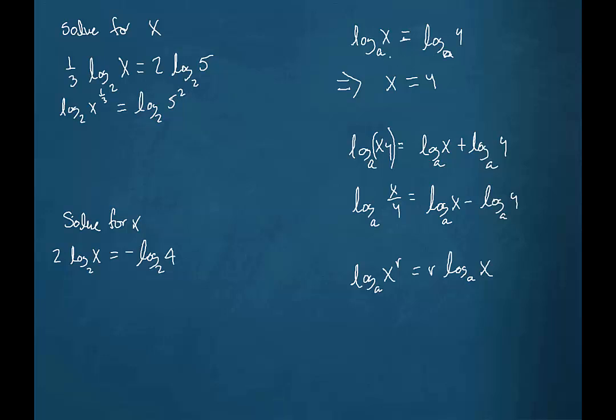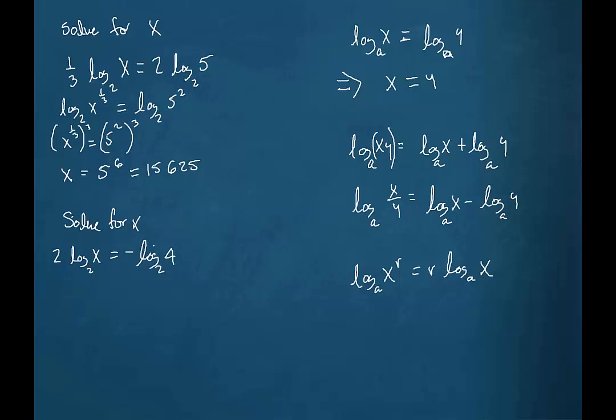Now I'm in this situation where I have a log equal to a log and the bases are the same. So what I can write then is x to the 1/3 is equal to 5 squared. Now to solve for x, I could just cube both sides. So now we would just have x. Remember when we raise a power to a power, we multiply exponents. So that's just going to be x to the 1 is equal to 5 to the 6th power, which is equal to 15,625.